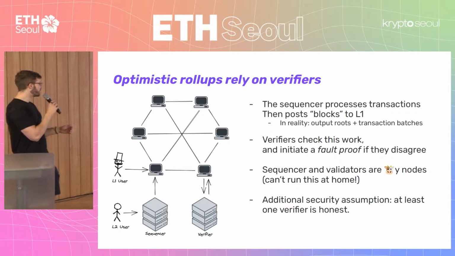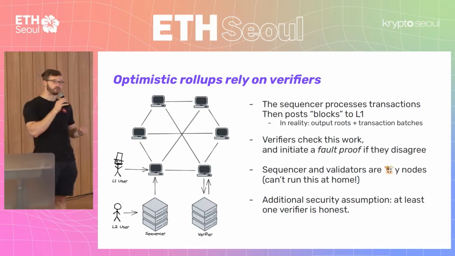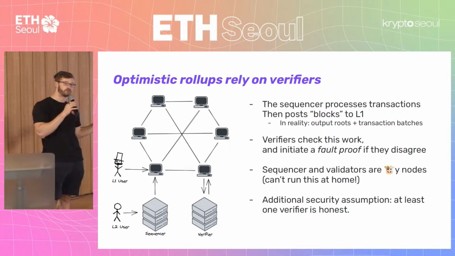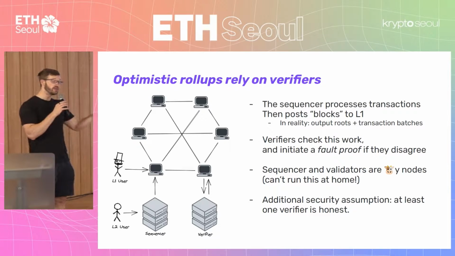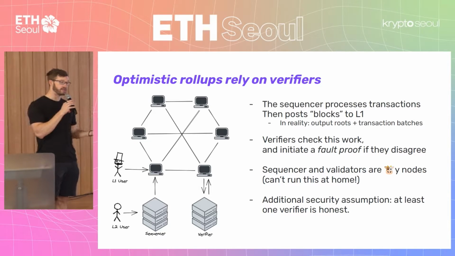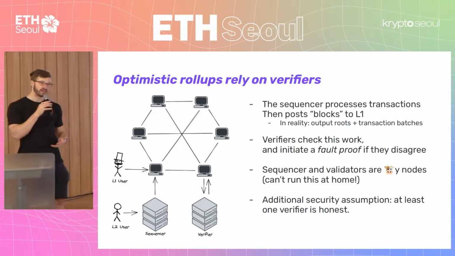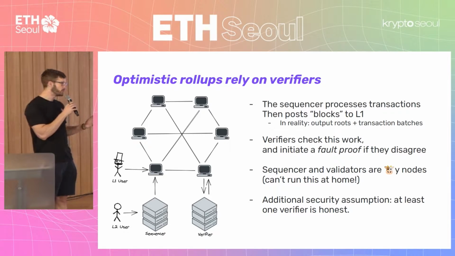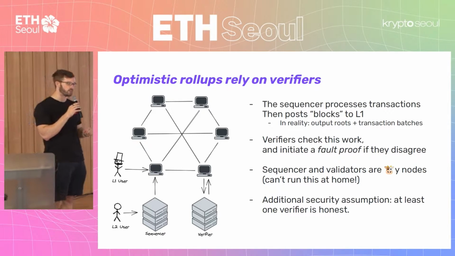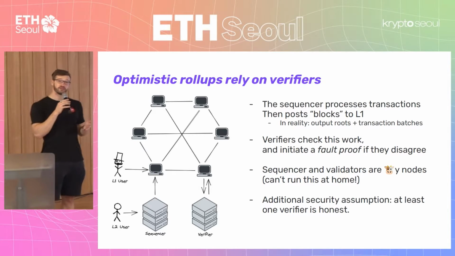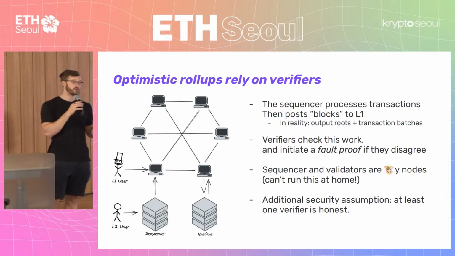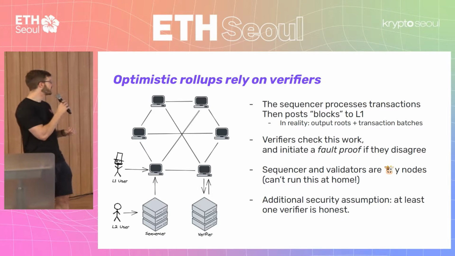Then you have these other actors called verifiers. And what the verifiers do is that they download the L2 transactions that have been posted to Ethereum. They re-execute them. And then they check if the result that they get is the same as the result that the sequencer got. If they get the same result, it means everything is fine and the sequencer did a good job. If the result is different, it means that there was a bug in the sequencer or the sequencer attempted to do some malicious action to steal funds or something like that.